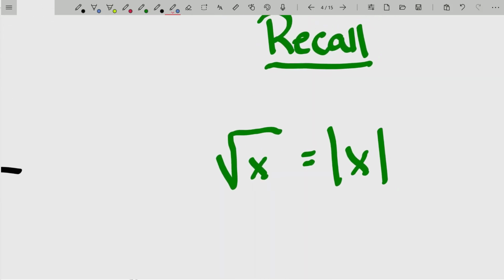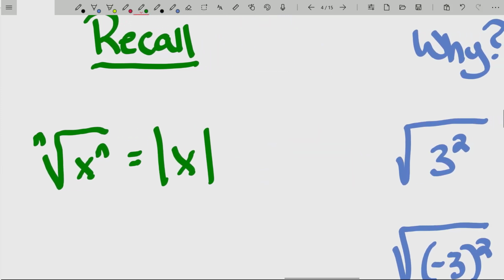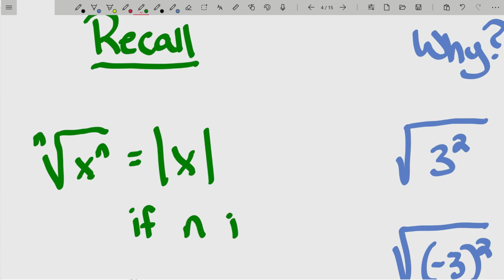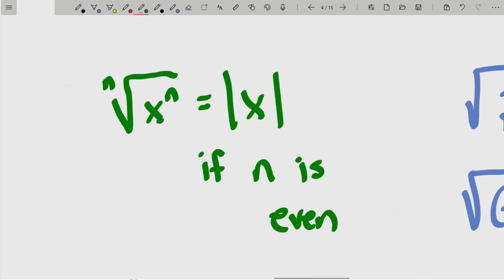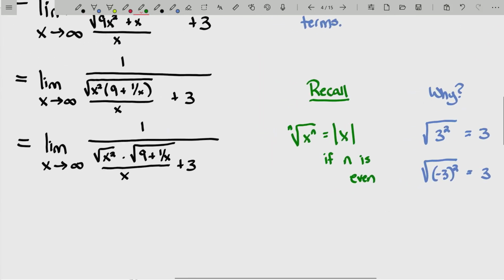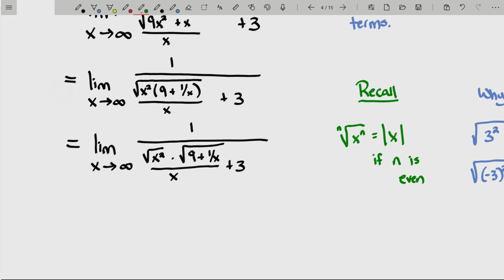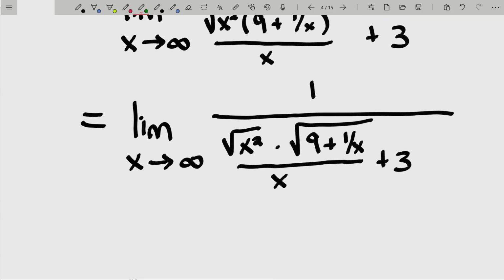So it's not just squares, by the way. If n is even, then the nth root of x to the nth is the absolute value of x. Again, that's true if n is even. If it's odd, you don't have to worry about the absolute value. Okay. So over here, we have the square root of x squared. That's going to be the absolute value of x.